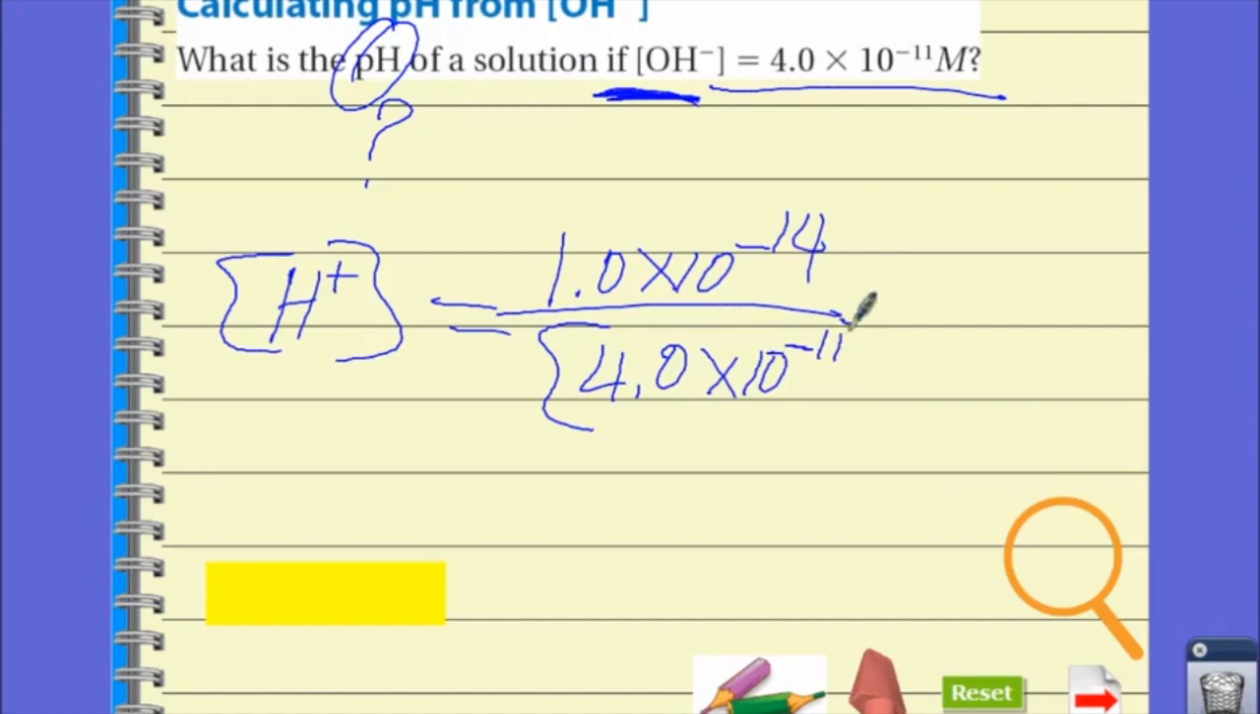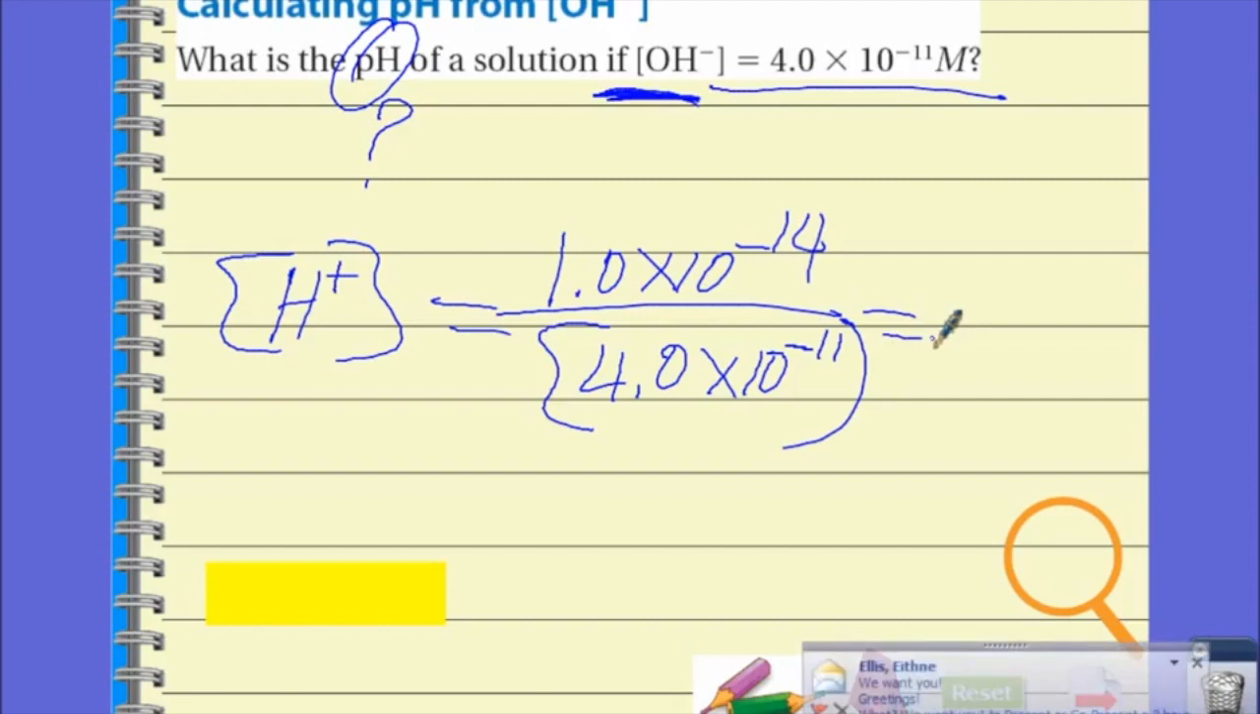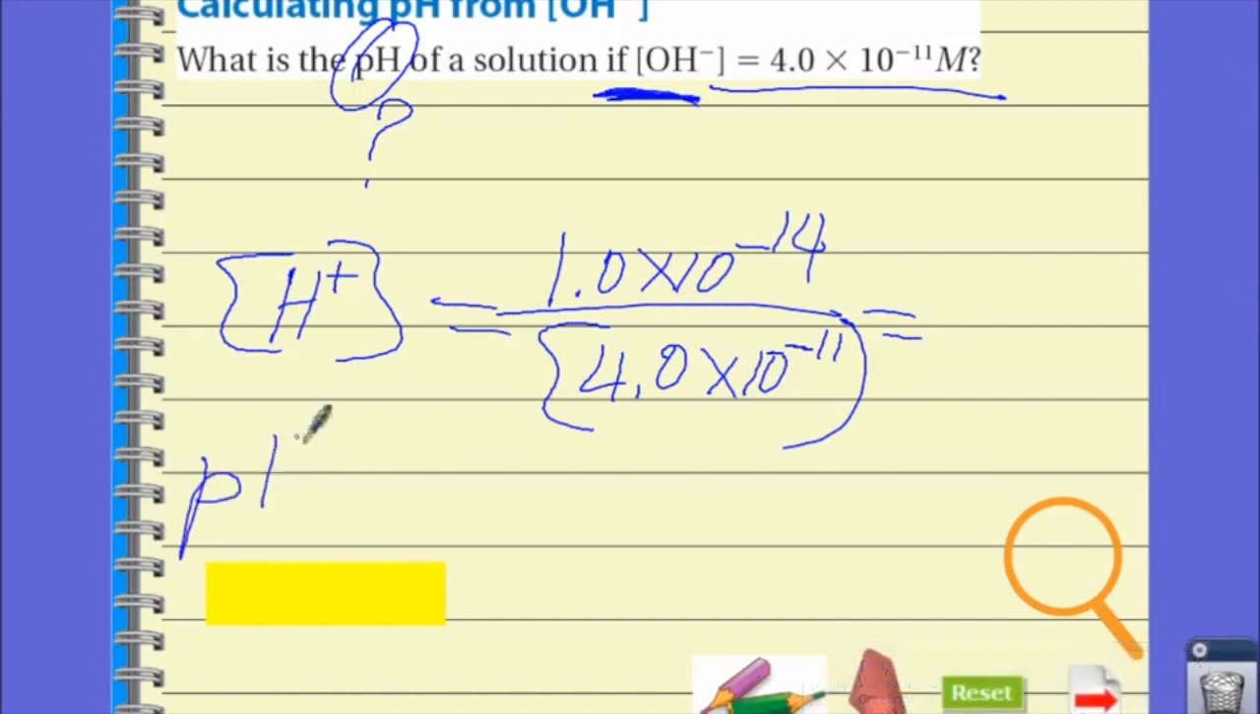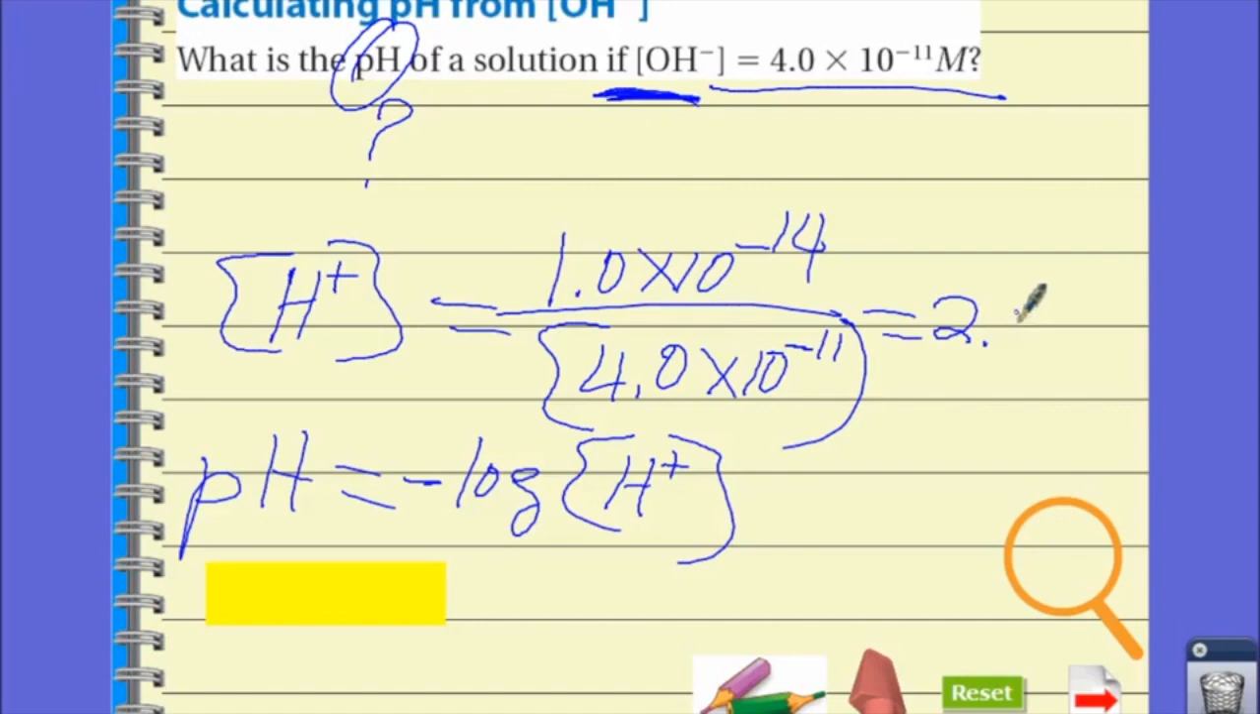What is 1 times 10 to the negative 14 divided by 4.0 times 10 to the negative 11? 2.5 times 10 to the negative 4. And that's what you use here: the negative log of 2.5 times 10 to the negative 4. The answer is 3.6.